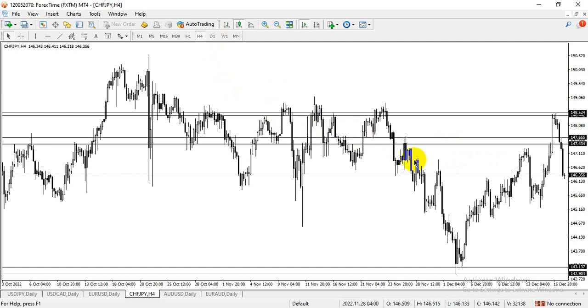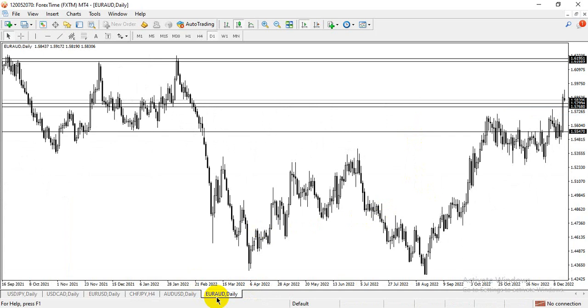Okay, so there's an interesting fact about that. We're waiting for the market to pull back to this area. So that's our plan for the CHFJPY on the 4 hours time frame. And the other market we have is the EURAUD market. Very interesting also.